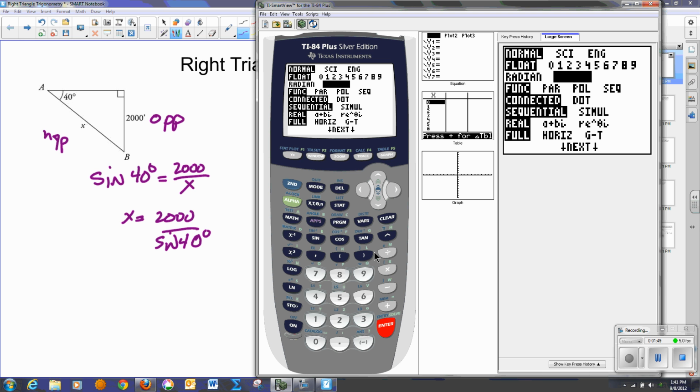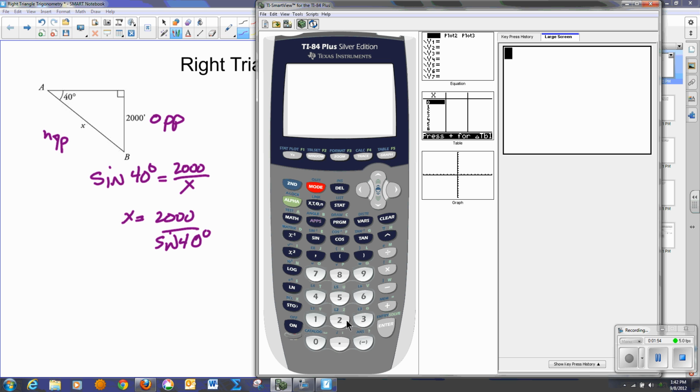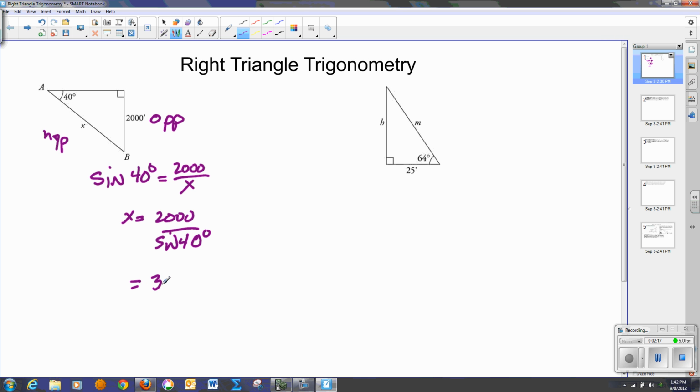Then the next thing I'm going to do is go back to my main screen, so quit, and then take 2,000 divided by the sine of 40 degrees. And then hit enter, and I end up with roughly 3011.4. And that would be in feet.